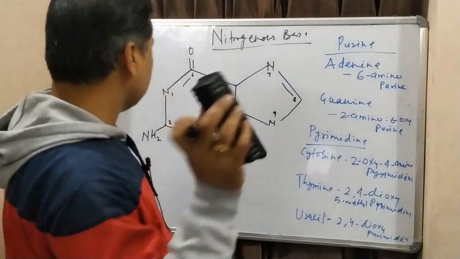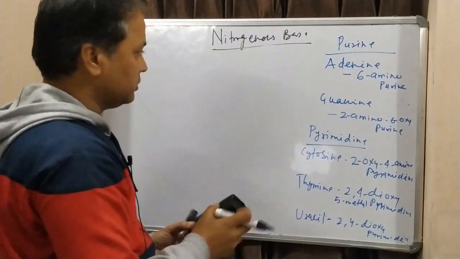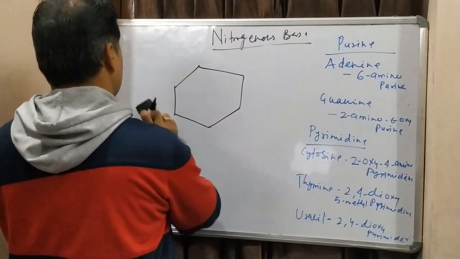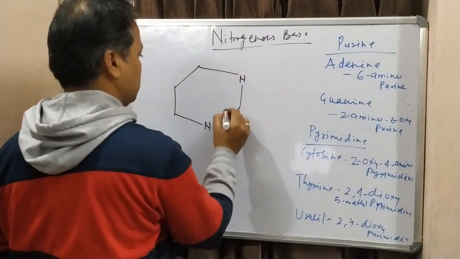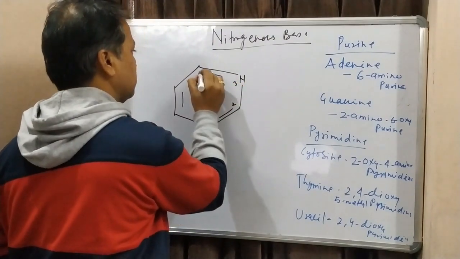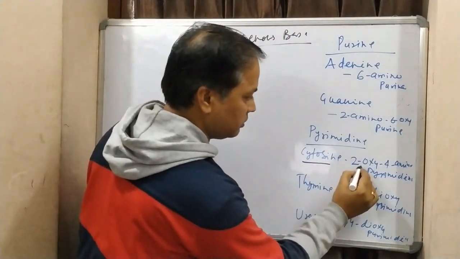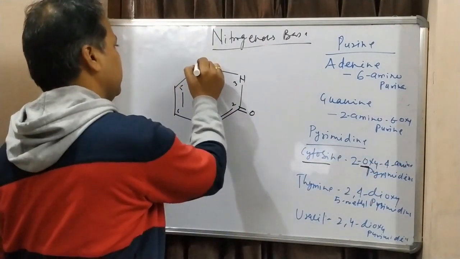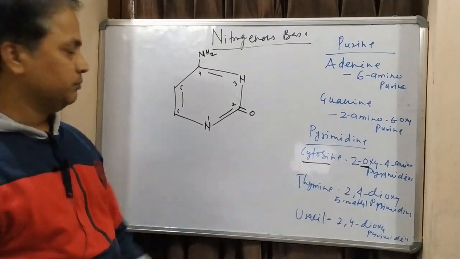Similarly, for the pyrimidine structures, the basic template of pyrimidine is this, numbered 1, 2, 3, 4, 5, 6. If you are going to write cytosine, it is 2-oxy: at the second place oxy, at the fourth place an NH2 group. So this is our cytosine.